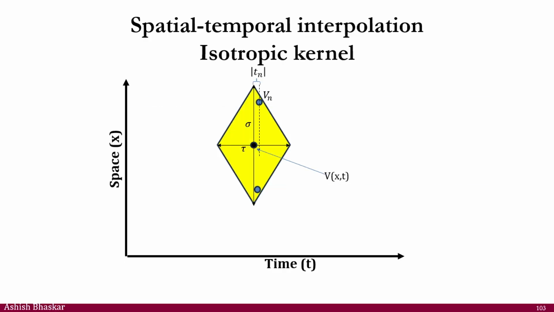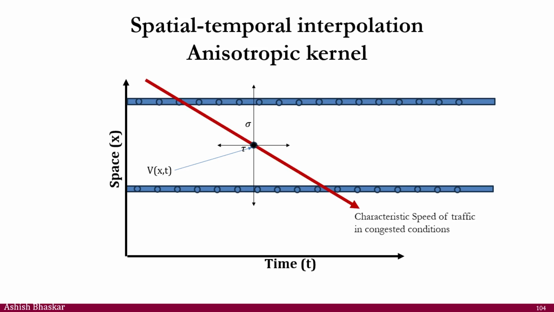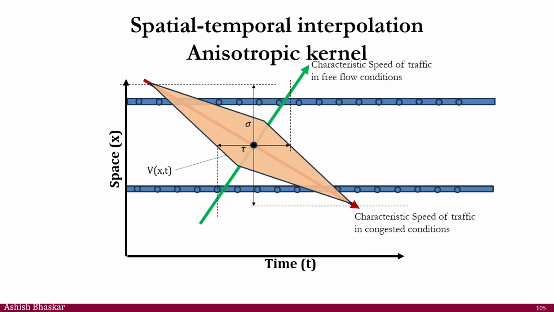One is an isotropic kernel, but the isotropic kernel is not capturing the way the traffic congestion propagates. Another one is an anisotropic kernel. In this particular case, you know there is a congestion or characteristic speed by which the traffic should be moving in the upward direction. There is a free flow speed in which the traffic moves in the downward direction. And now I might have two separate kernels, one in this direction.